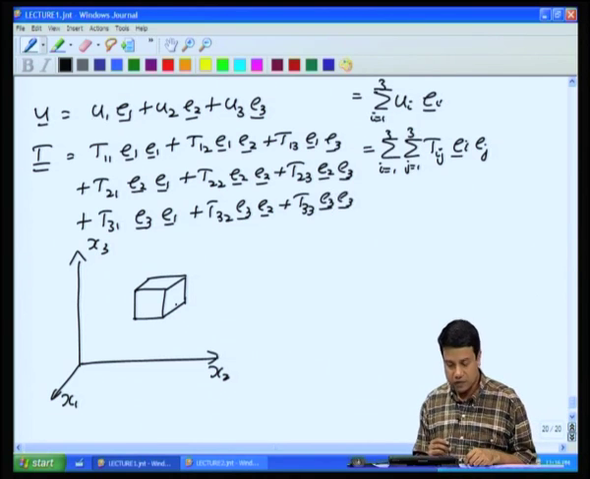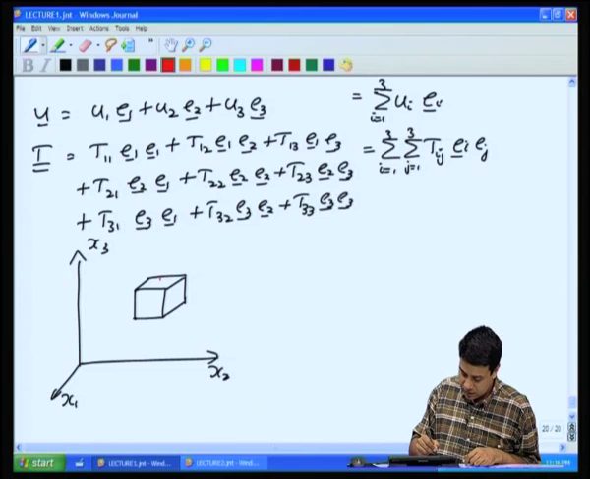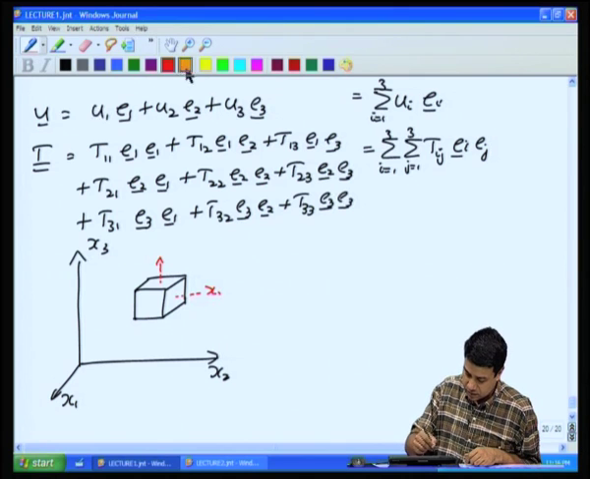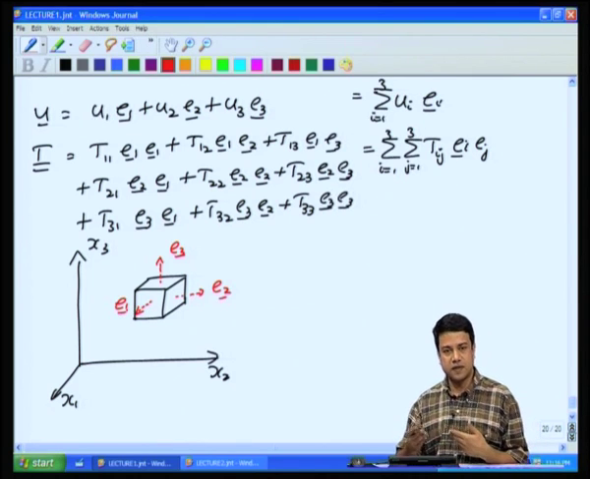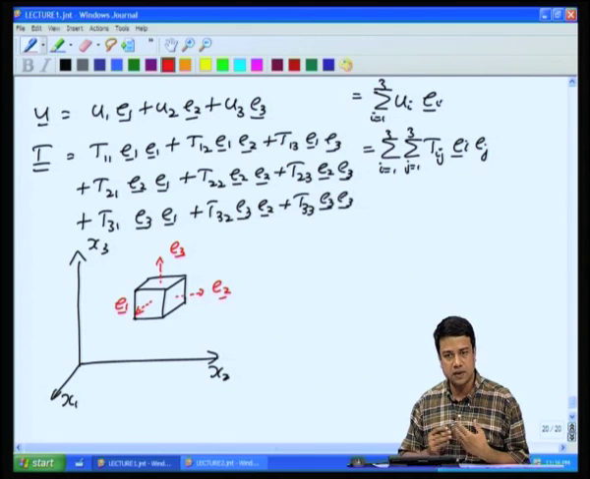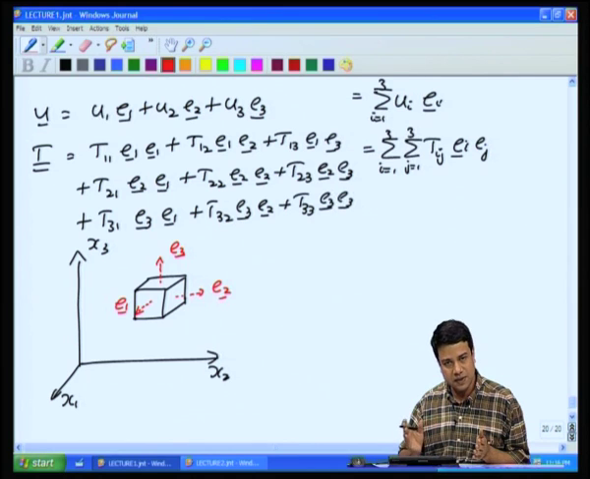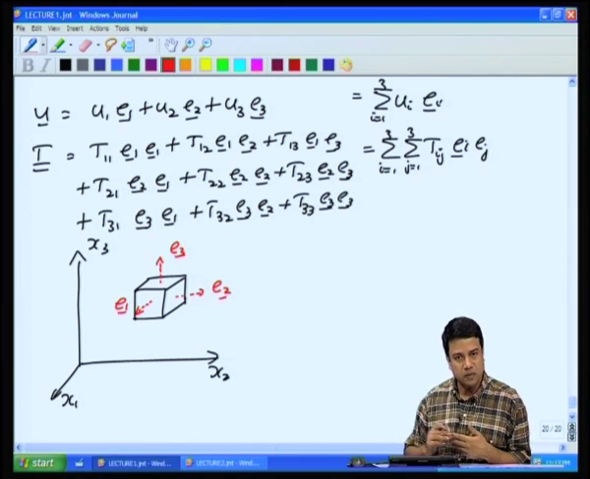I have 3 directions for the unit normal. The first is in the x3 direction, this is in the x2 direction. So, this unit normal is e2. And coming out of the board for you is the unit normal e1. So, the front and back surfaces of this volume have unit normals in the plus e1 and minus e1 direction respectively. The right and left have unit normals in the plus e2 and minus e2 directions. Top and bottom have unit normals in the plus e3 and minus e3 directions.